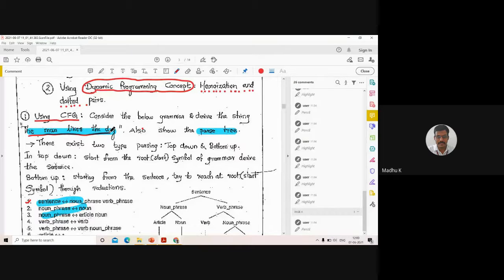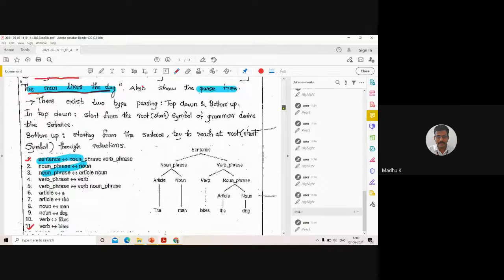For this sentence, I want to derive the parse tree. The method is the top-down approach. So we will start from the sentence, which is the root symbol. Then we will apply the production. There is only one production on the right hand side, which is noun phrase, verb phrase.